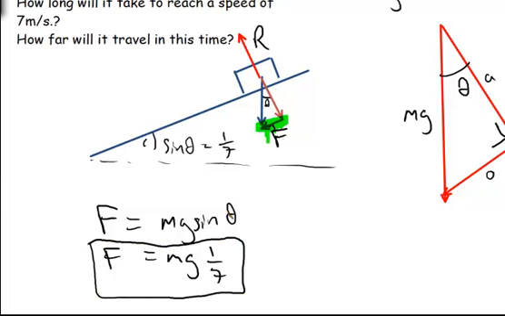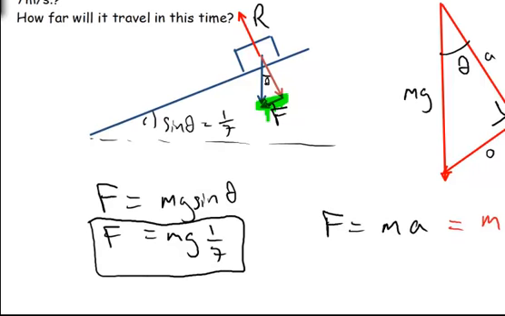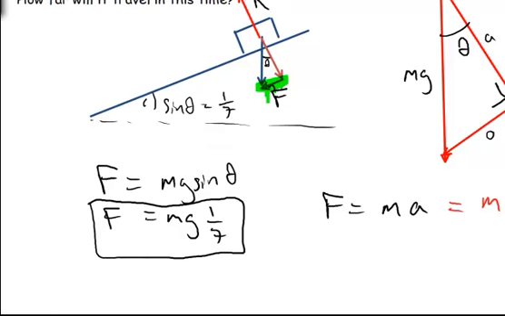What we're asked to find is the acceleration. So we know the force is equal to mass times acceleration. So in this case it's equal to mass times gravity, times 1 over 7. We can divide both sides by mass, and we get acceleration is equal to 1 over 7 g meters per second squared.